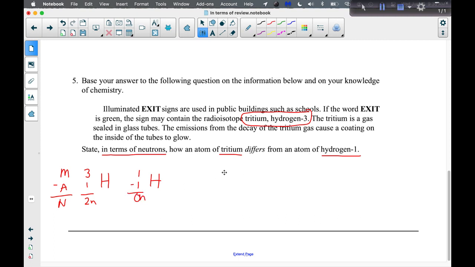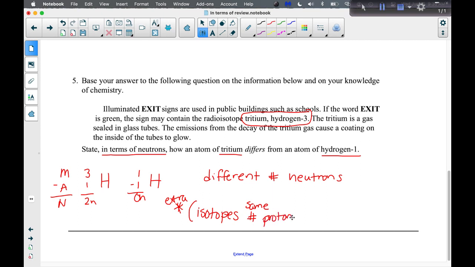So these differ from each other because they have different numbers of neutrons. You could say that tritium has more neutrons. And this is not what was asked, but extra information: they are isotopes because they have the same number of protons but different numbers of neutrons.